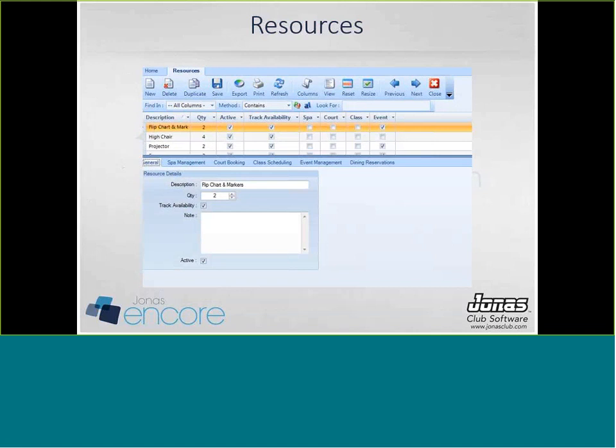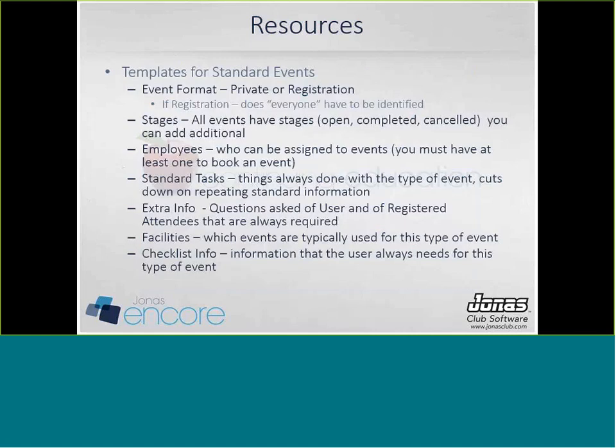So here we're looking at a screenshot from our resources section. You can see here I've got flip chart markers, high chair, projector. Other resources that are kind of thinking outside of the box that a lot of clubs will use are labor, kitchen labor, valet parking attendants, DJ or outside labor that they hire, where you can charge per person or per hour of use of that labor. Anything that either has an additional cost or that you want to track the availability of.